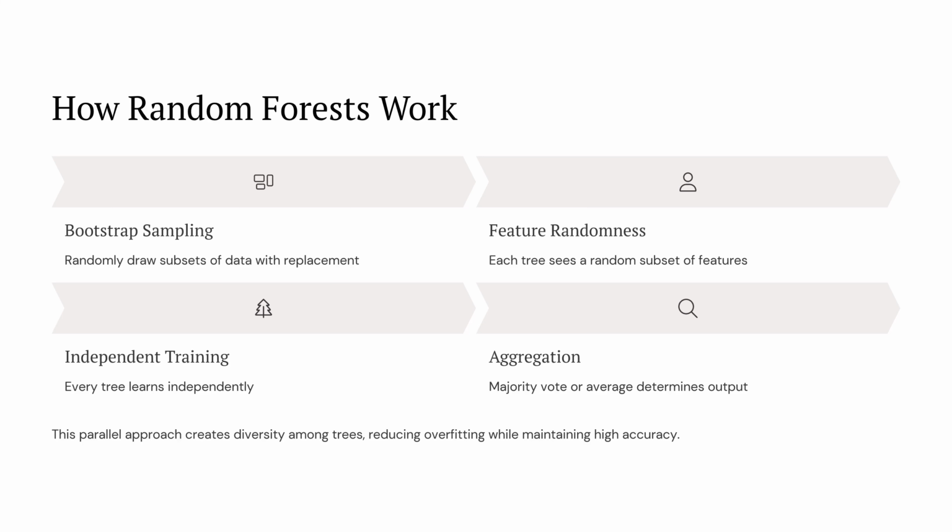Random forest works by creating many decision trees. First, it takes random samples of data and features. Each tree learns independently on its own data. Finally, all trees combine their results through voting or averaging to make one strong and accurate prediction.